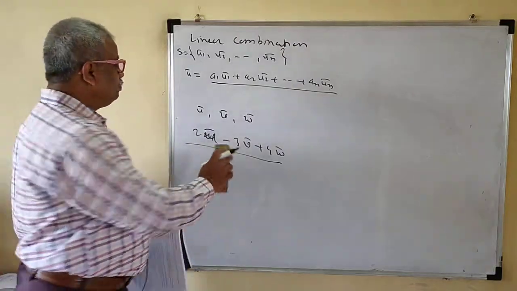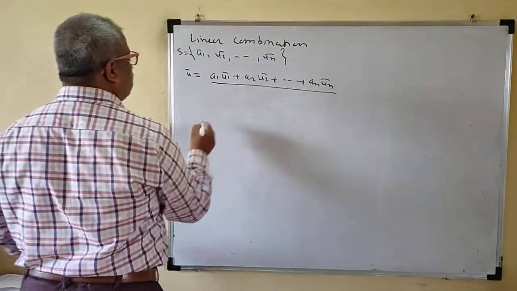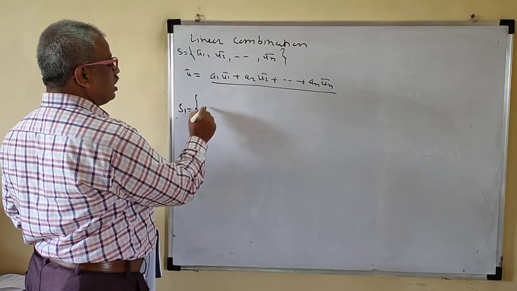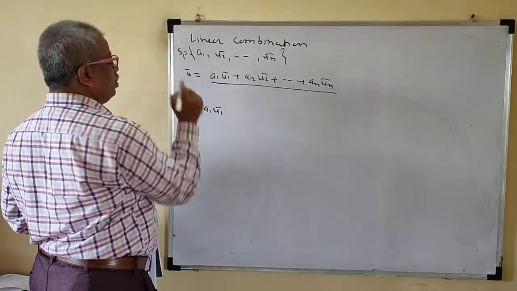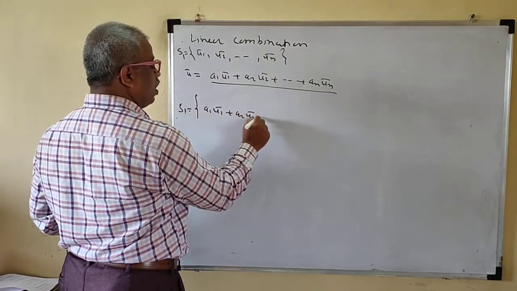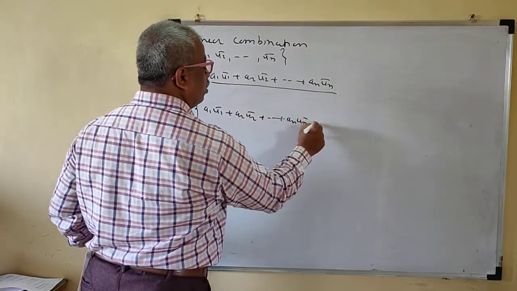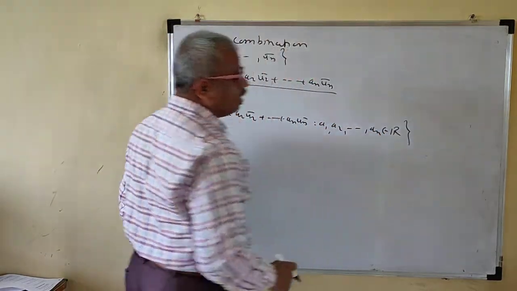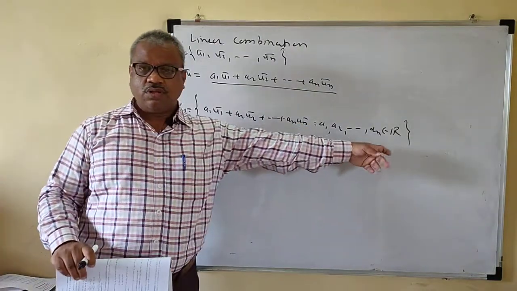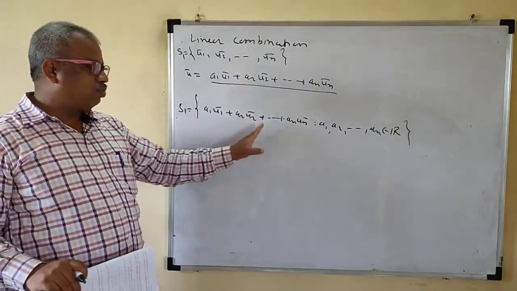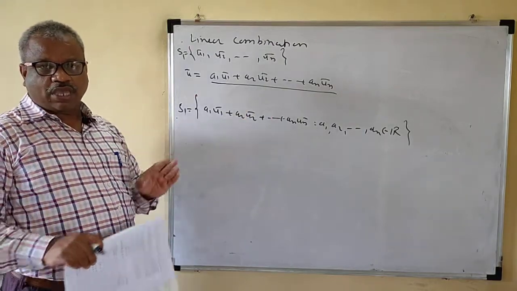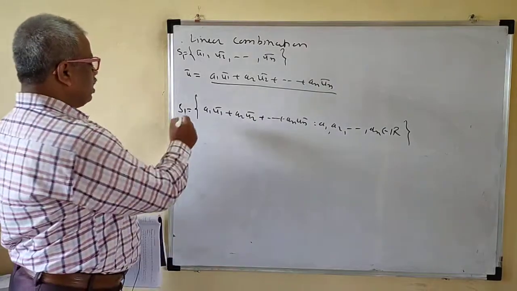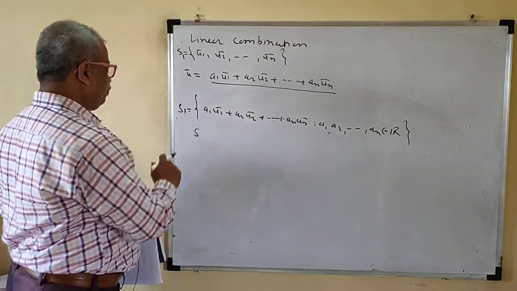Now the set of all such linear combinations: a1 u1 bar plus a2 u2 bar plus an un bar, where a1, a2, an belong to R. The set depends on a1, a2, an, not on u1, u2, un bar, because those are fixed. We have collected all the linear combinations in S.